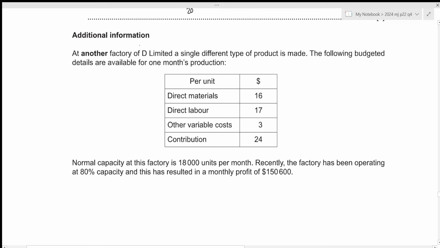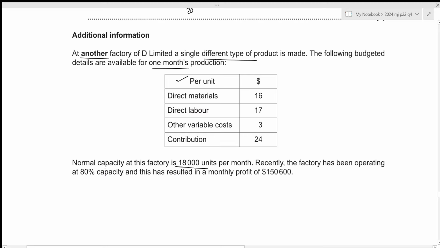We have been given additional information. At another factory of D Limited, a single different type of product is made. The following budgeted details are available for 1 month's production. So again, we have been given the per unit values for direct materials, direct labor, other variable costs, and contribution. Normal capacity at this factory is 18,000 units per month.